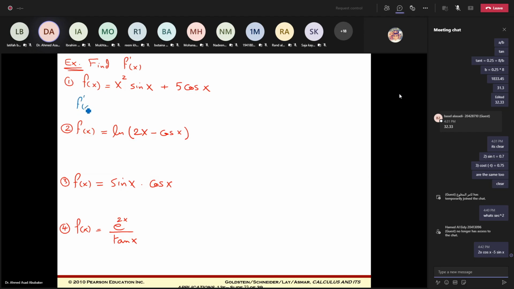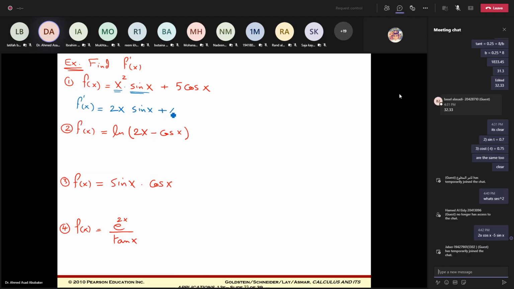F prime of x equals, this is a product, so we need to apply the product rule. The derivative of the first, 2x, multiplied by the second, sine x, plus the first multiplied by the derivative of the second. The derivative of sine equals cosine, plus 5 cosine, whose derivative is 5 negative sine. So we can put this negative here. Okay, so negative 5x.